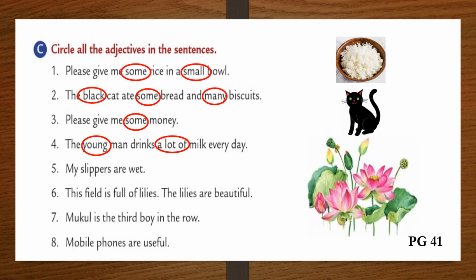Yes. Now, fifth part. My slippers are wet. Which word describes the slippers? Yes, wet. So you will circle wet. Sixth, this field is full of lilies. The lilies are beautiful. So you have to circle the word that describes lilies. Seventh, Mukul is the third boy in the row. I told you numbers are also adjectives. Eighth, mobile phones are useful. So which word describes mobile phones? Alright, so you can do these parts yourself. 5, 6, 7, and 8. Circle the words in your book itself. Okay?